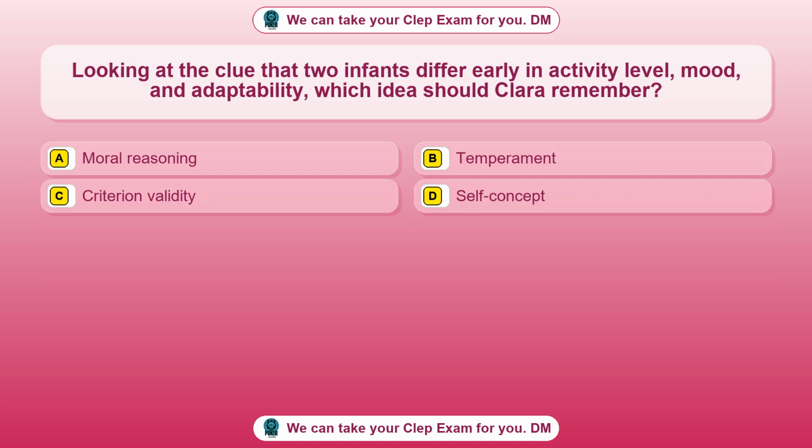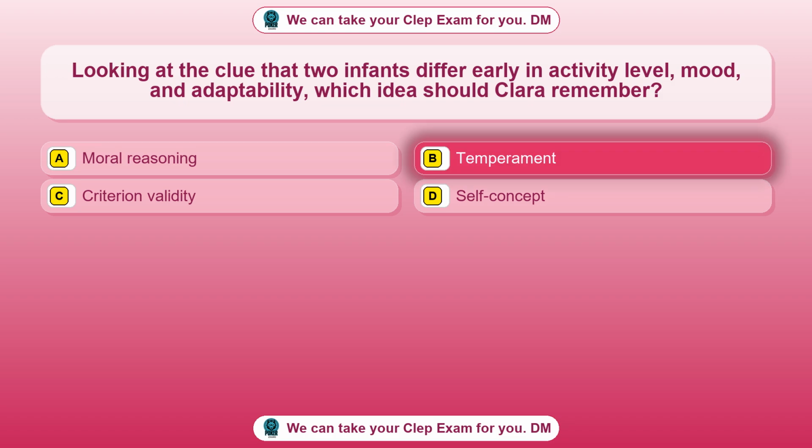Question 85. Looking at the clue that two infants differ early in activity level, mood, and adaptability, which idea should Clara remember? Option A, moral reasoning. Option B, temperament. Option C, criterion validity. Option D, self-concept. The correct answer is option B, temperament.